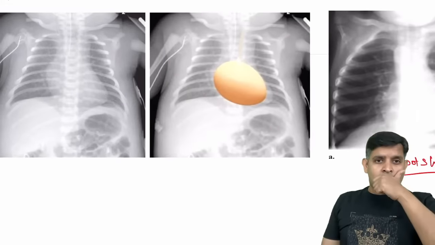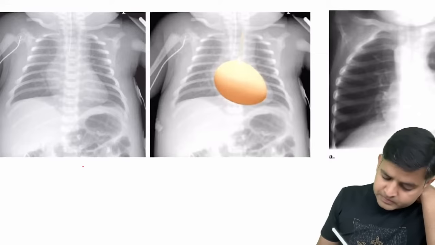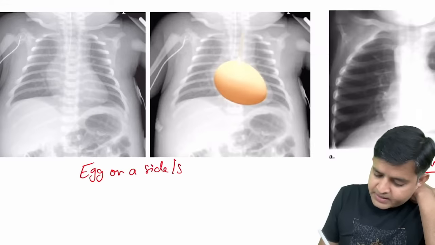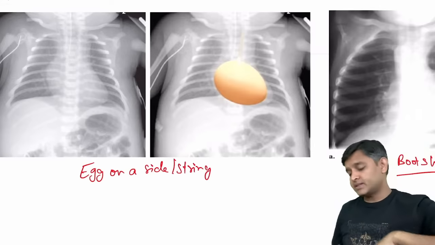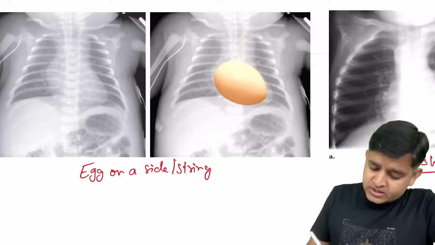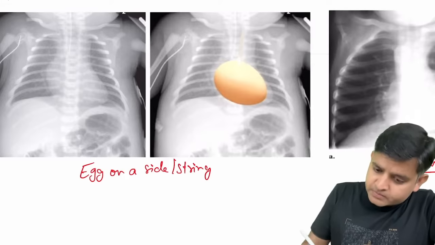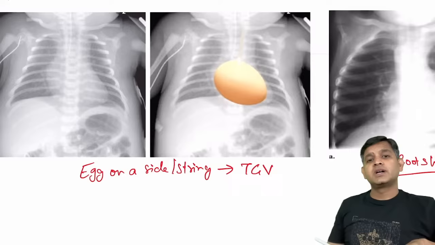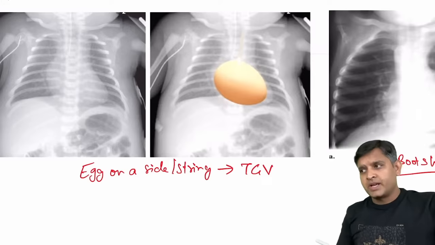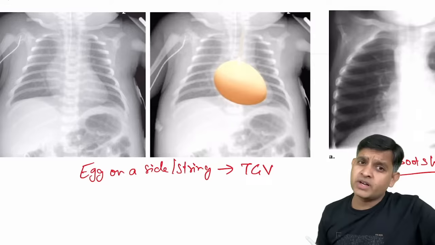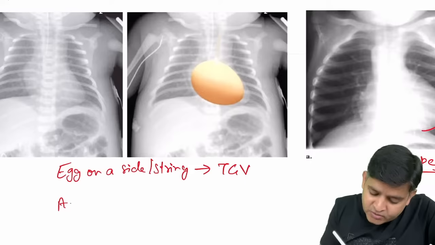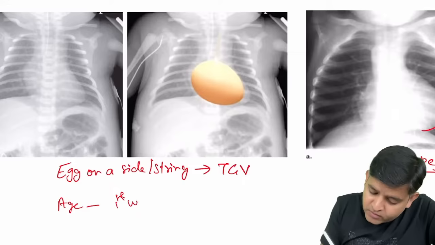Whereas what is this? Egg on a side or egg on a string appearance is a feature of transposition of great vessels. It is to be noted that if you get confused between these two, look at the age of presentation. This is usually present in the first week of life.